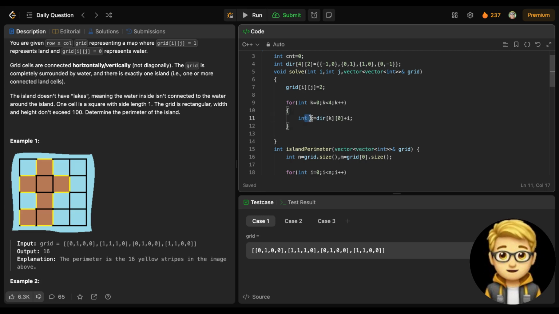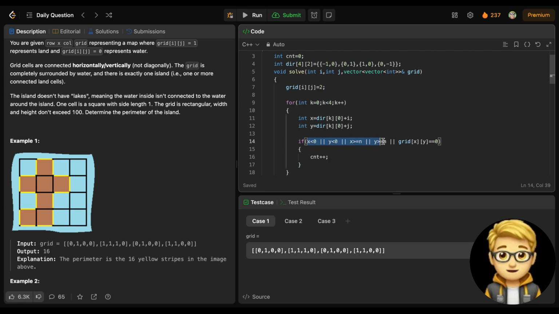So what will this do? This will move in all the four directions, making x and y in all the four directions. Now I need to check the boundary conditions. If x is less than 0, or y is less than 0, or x is greater than or equal to n, or y is greater than or equal to n, this is the boundary condition. If I hit these boundary conditions, I will increment my answer, because that will be considered perimeter for my cell. Or if this grid is water, that will also be considered perimeter for me, right?